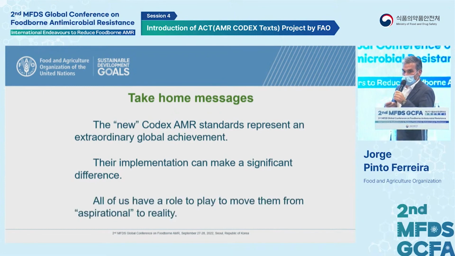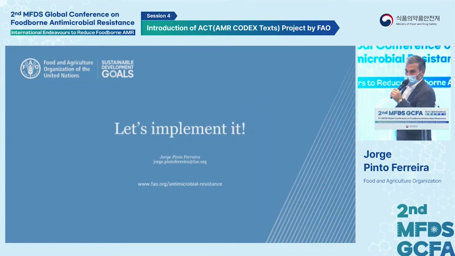And this is what has been repeated across the different presentations. All of us have a role to play to move them from aspirational, that was the conclusion of the paper that I presented in the beginning of this presentation, to reality, as we hope it will be in about 3-4 years from now. So it's time to implement it, and thank you very much for your attention.